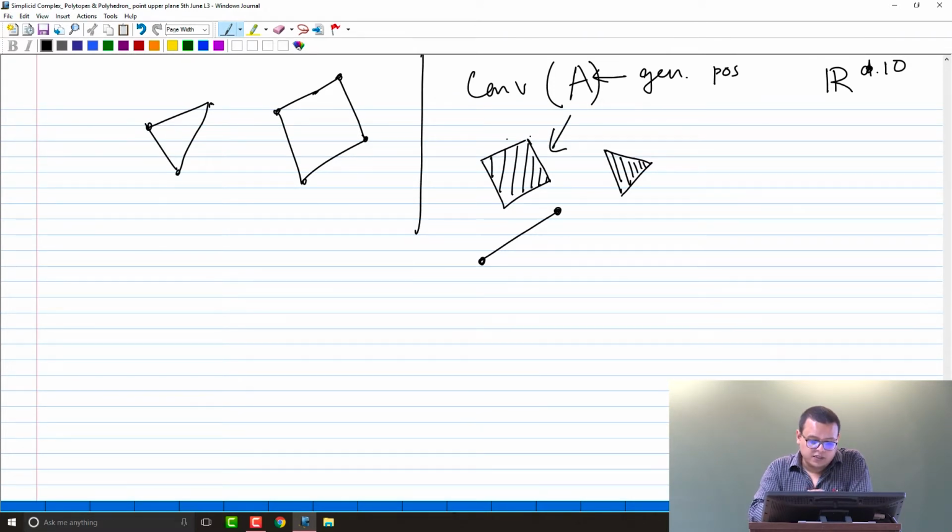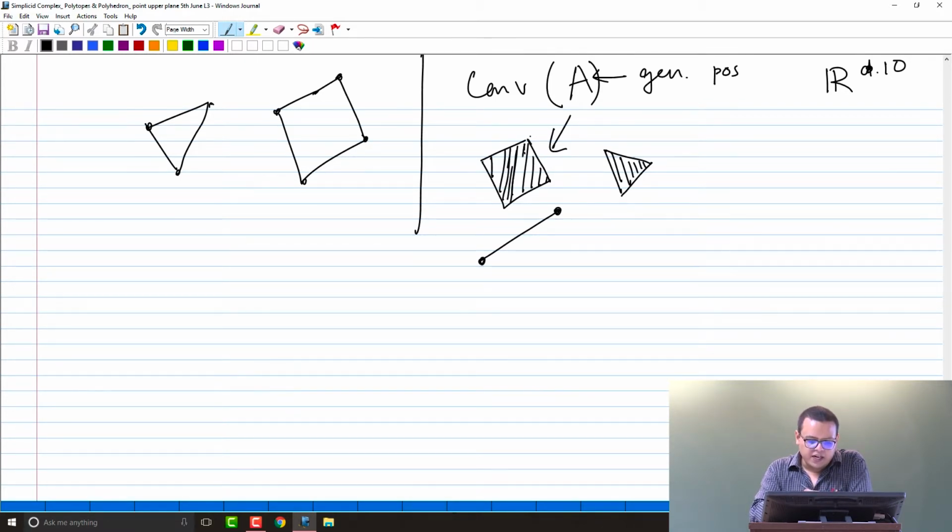What about this? Let us say you have this square in R 3. Then is it okay? Still it is not okay, right? Any 4 points should be affinely independent. Even in R 3 this is affinely dependent. So, even in R 3 this will not happen.